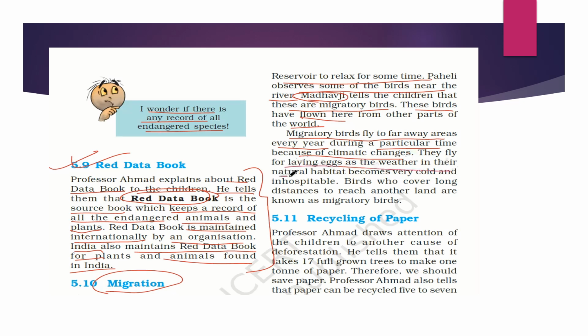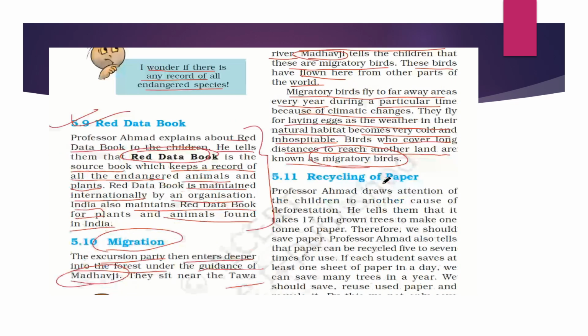As the weather in their natural habitat becomes very cold and inhospitable, birds who cover long distances to reach another land are known as migratory birds. So these are the birds who are migrating from other parts of the world. They are coming here to lay eggs, because the weather here is not cold and is quite hospitable, while they are coming from very cold regions of the world. Okay, so these are migration or migratory birds.